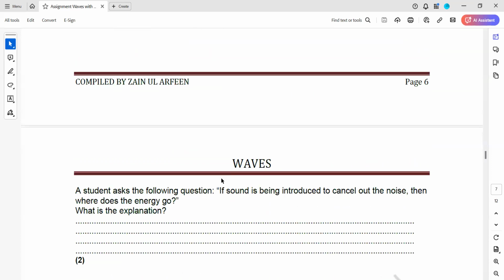The second part, a student asks the following question: if a sound is being introduced to cancel out the noise, then where does the energy go? What is the explanation? The student was asking what is the change in the energy, or what happened to this energy?